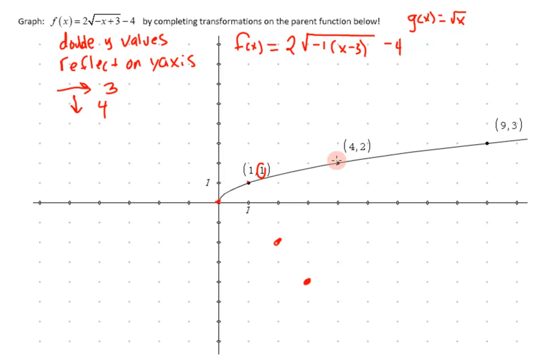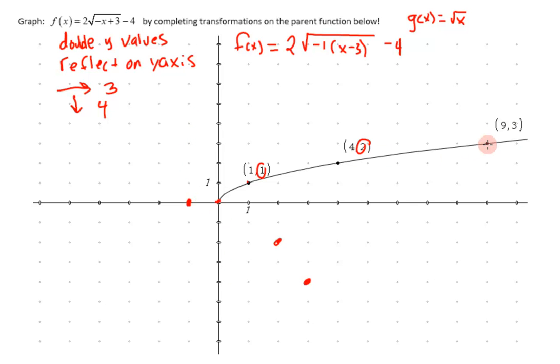I'm going to keep doing the same thing. I'm going to double the y value, so to 4. 1, 2, 3, 4 right here. And then what I'm going to do is reflect on the y-axis, so we're over 1, 2, 3, 4, so 1, 2, 3, 4 over to here. Now move to the right 3. 1, 2, 3. And move down 4. 1, 2, 3, 4. So right there.